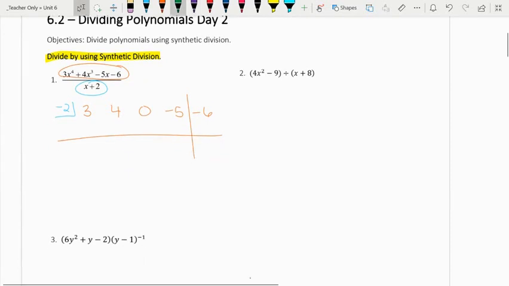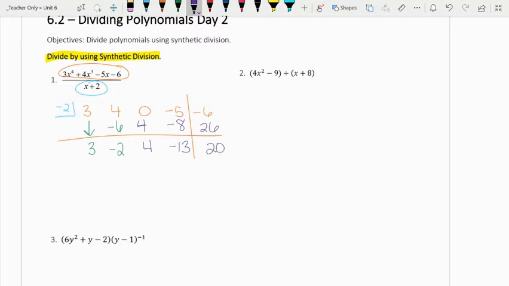From here, we drop down. So we have 3. 3 times negative 2 is negative 6. Add, we get negative 2. Multiply, we get positive 4. Add, it stays positive 4. Multiply, we get negative 8. Add, we get negative 13. Multiply by negative 2, and we get positive 26. Add, and we get 20. So 20 is our remainder.